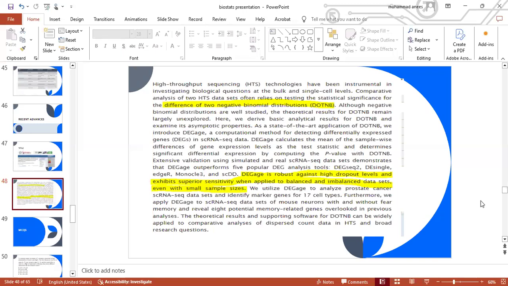Here we derive basic analytical results for DoNB and examine its asymptotic properties. As a state-of-the-art application of DoNB, we introduced DGAUGE, which is a computational method for detecting differentially expressed genes in single-cell RNA sequencing data. DGAUGE calculates the mean of the sample-wise differences of gene expression levels as the test statistic and determines significant differential expression by comparing the p values with DoNB. DGAUGE is robust against high dropout levels and exhibits superior sensitivity when applied to balanced and imbalanced data sets, even with small sample sizes. So this shows the importance of the negative binomial distribution in research and in genomic sequencing.